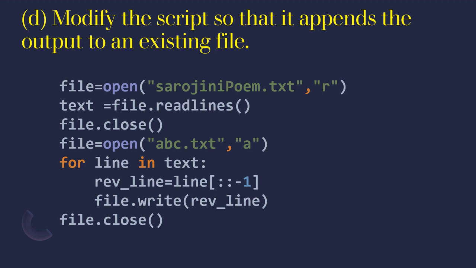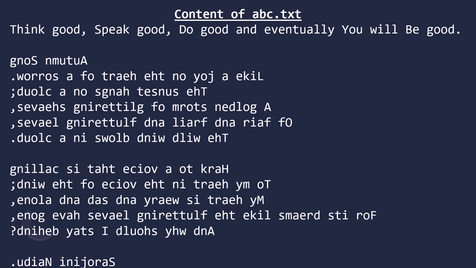Now I can see the content of this abc.txt file. So here you can see the content of abc.txt is like this.